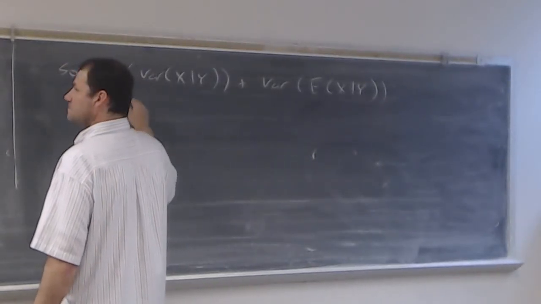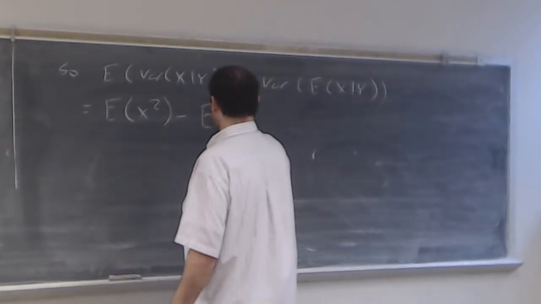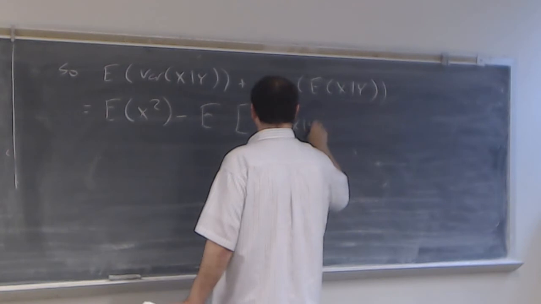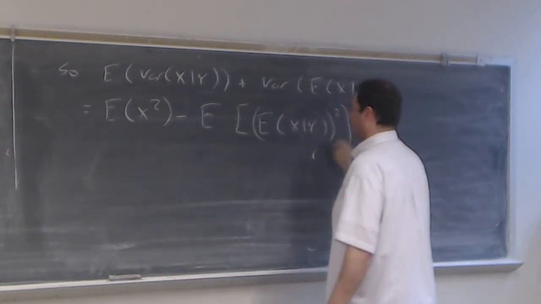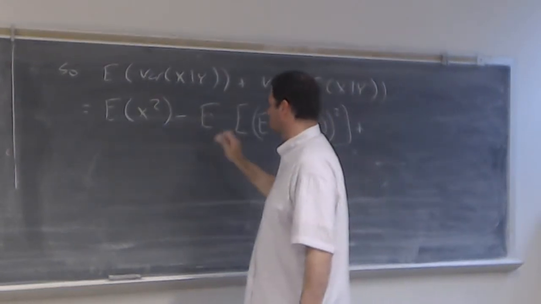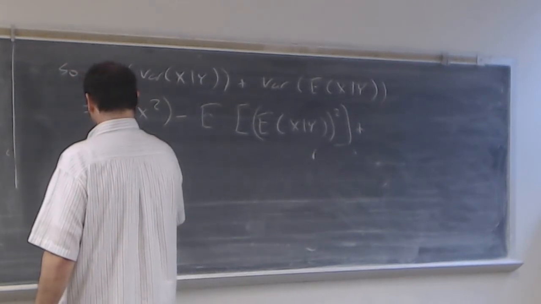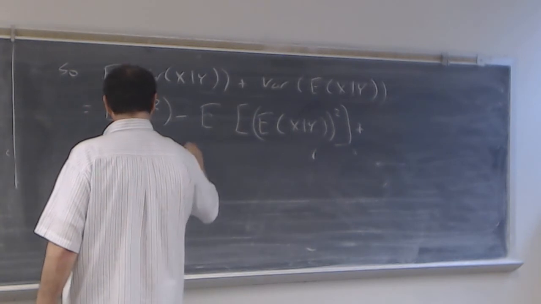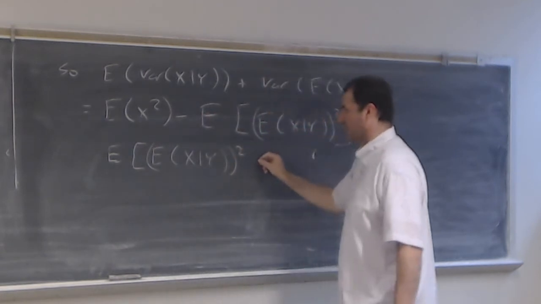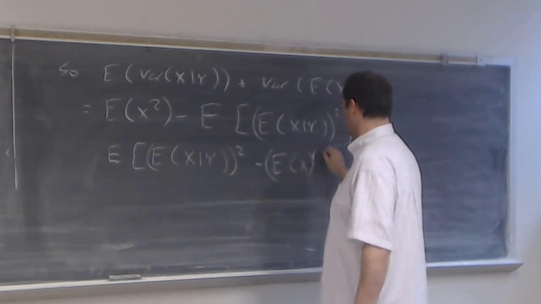It's equal to the expected value of x squared minus the expected value of the expected value of x given y, that to be squared. That's that part. Plus this part, which was the expected value of the expected value of x given y to be squared. So those two things will cancel each other out. And then it is minus the expected value of x to be squared.